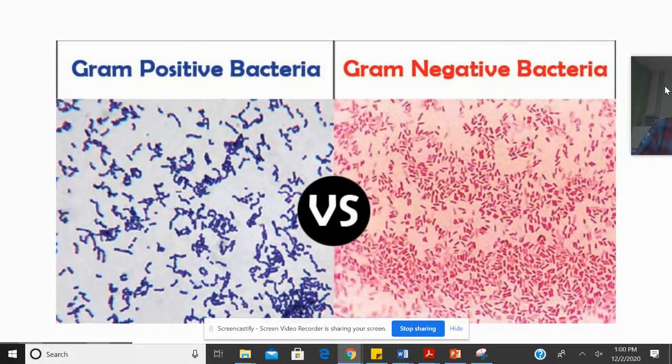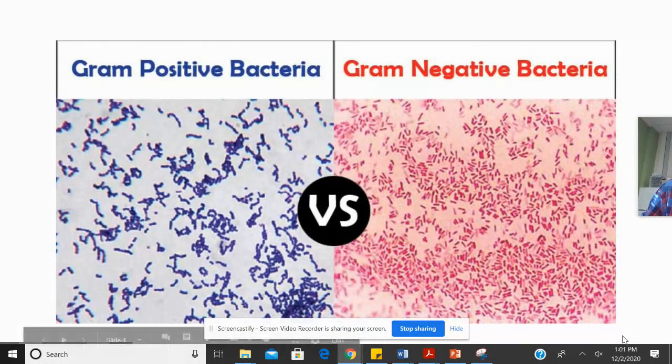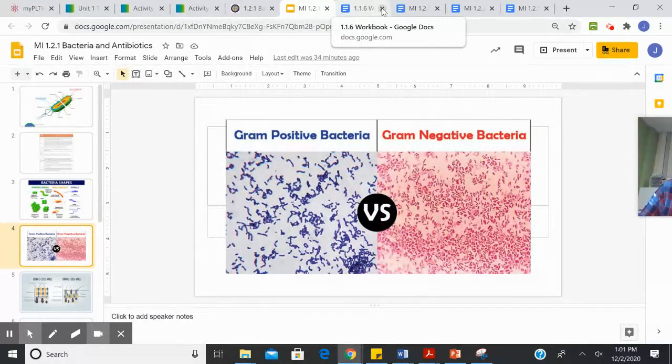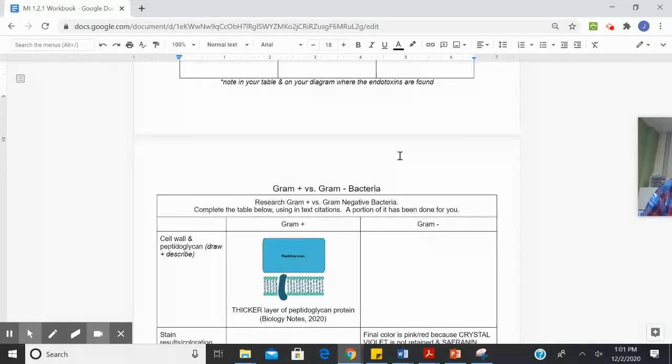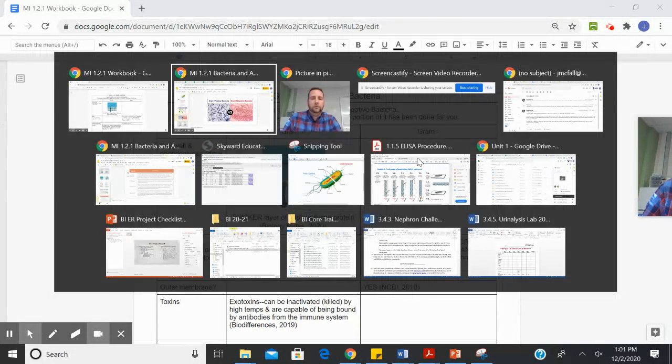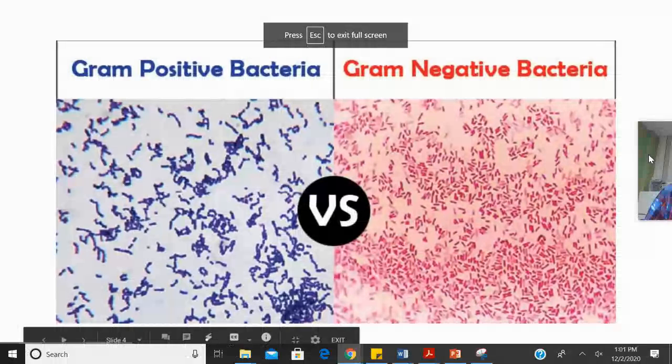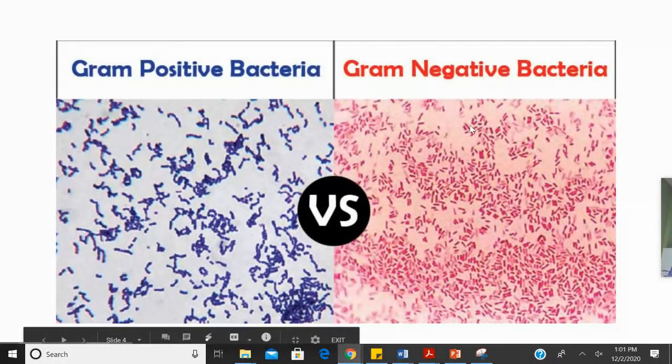And so then if you look, I'm going to move myself out of the way here for a second. When you do what's called a gram stain, so if you go back to our activity, and I'm going to pull this into another window, you can see gram positive versus gram negative. I'm going to talk through a few of these things real quick as we go. So gram positive is here, gram negative is here, okay?